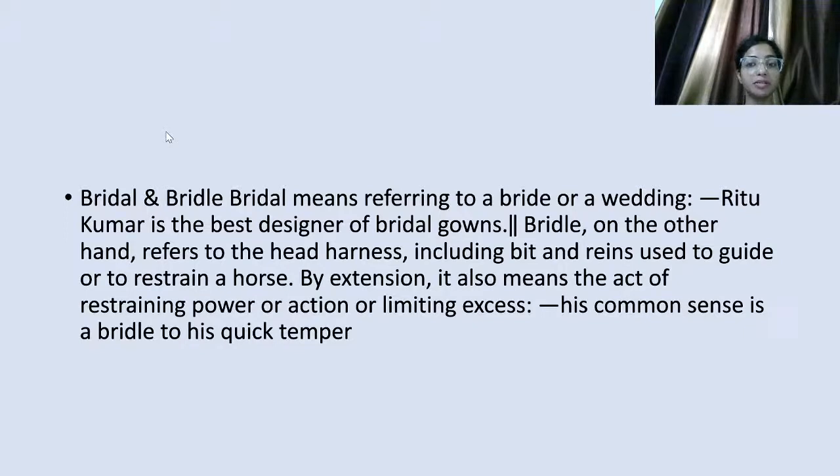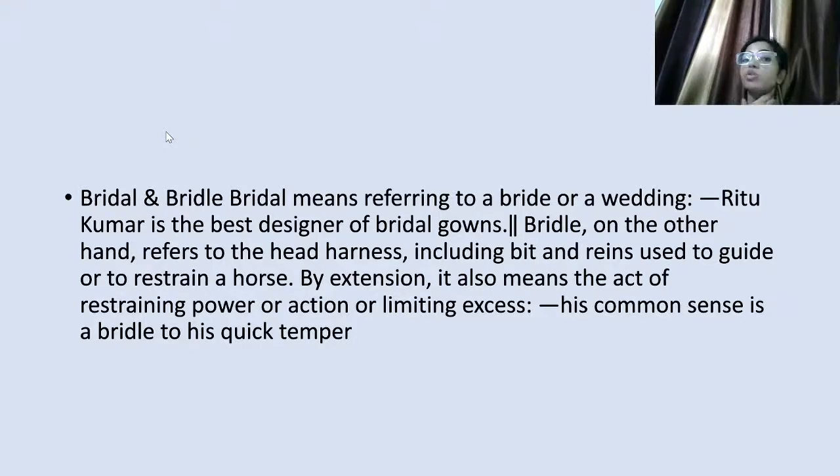Next word is bridle. It refers to a head harness. Okay. So जो घोड़ों पे harness यूज करते हैं ना to control and guide them and restrain them, that is called a bridle, with the spelling BRIDLE. Okay. By extension, this will also mean an act of restraining power or limiting your rights or limiting freedom or limiting access.